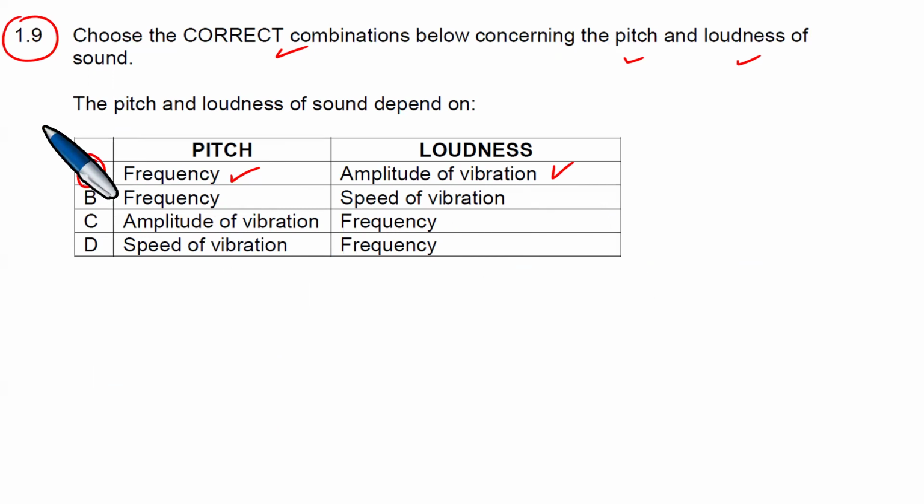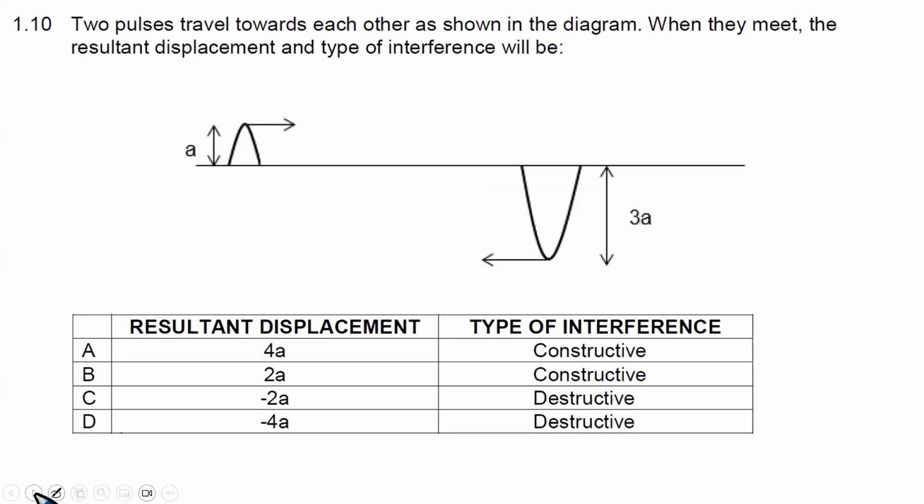So we continue. Next question. Two pulses travel towards each other as shown in the diagram. There's a pulse that is traveling towards the right, and this one is traveling towards the left. When they meet, the resultant displacement and type of interference will be what?